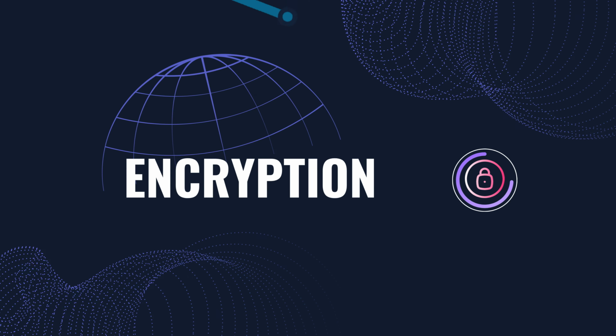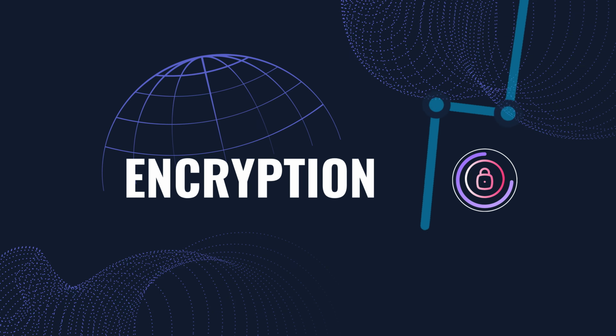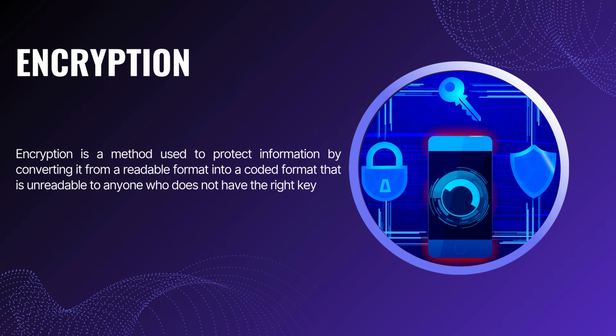I'm sure that you have heard of this term before, but do you really know what encryption means? Don't worry. In this video I'm going to explain what encryption is and what the types of encryption are. So you can think of encryption as a way to lock up your data. Now what does encryption do? It takes readable information and scrambles it into a code that only an authorized person can read. This keeps your sensitive information safe and secure.